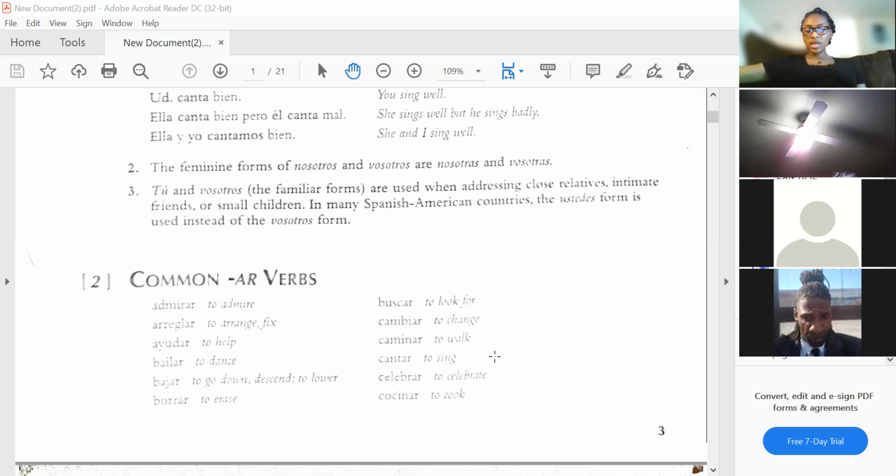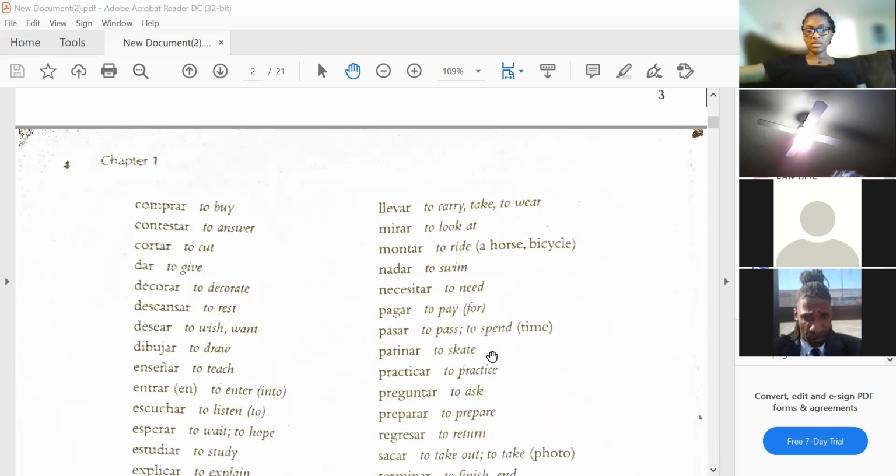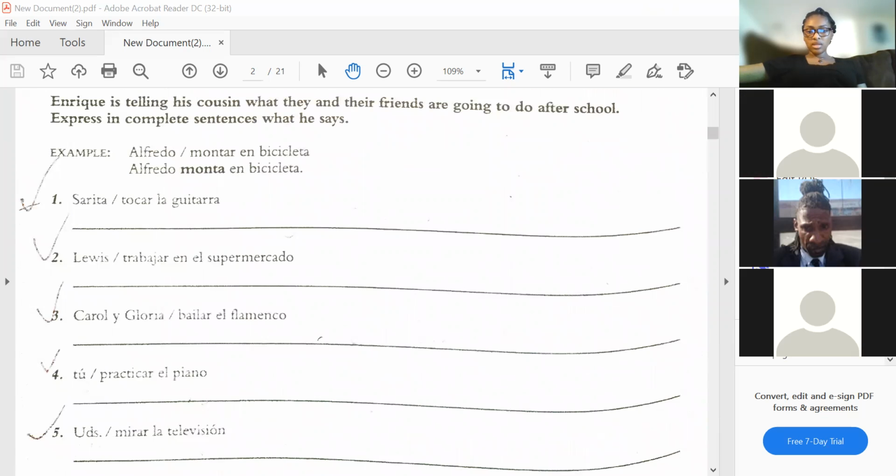What did you say? Bailan? Sí. Okay, correct. And what about you? You dance. How would you say that? Bailas. All right, good job. Two balas. That's right.